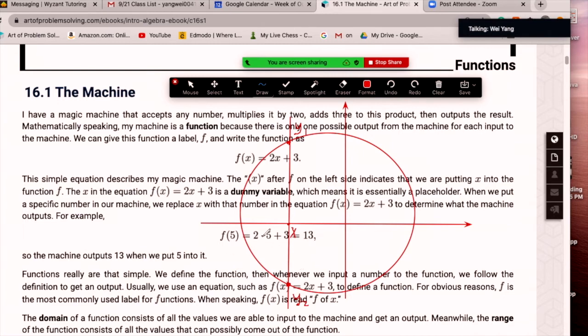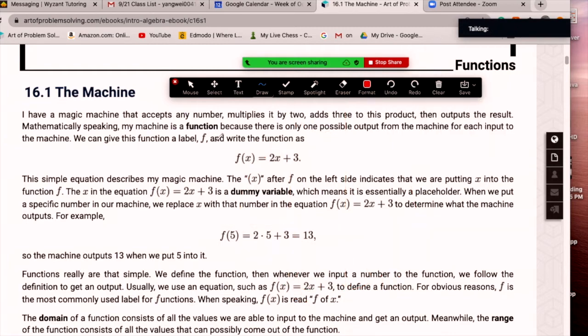If you try to make this a function, cut it in half. If we just keep the semicircle on top of the x-axis, that will be a function. Or you can keep the lower part of the semicircle. That also will be a function. But if you have the whole circle here, it's not a function. Okay? So now let's see. Here we define a function.